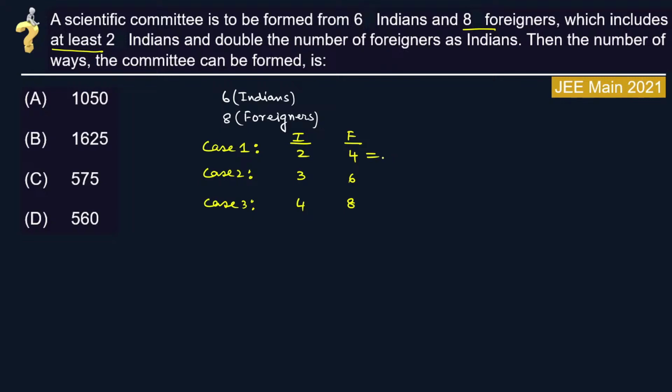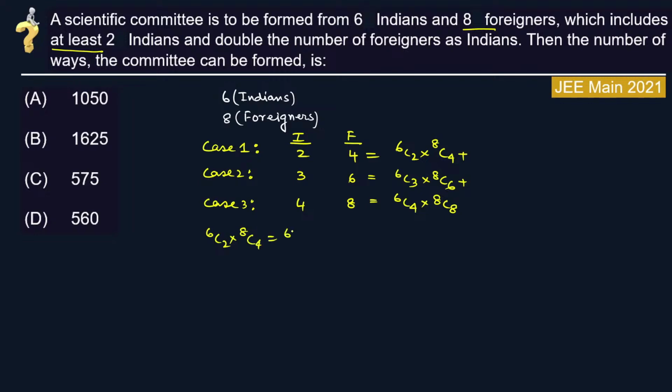The total number of ways for this case will be 2 Indians, 6C2, and 4 foreigners, 8C4. For the second one, we will get 6C3, 8C6. And for the third case, 4 Indians, 6C4, and 8 foreigners, 8C8. So the total number of ways of forming the committee will be this plus this plus this. Okay, so let me go for the calculation.